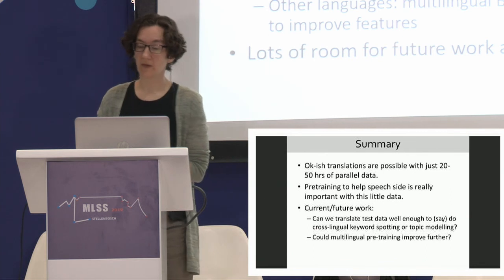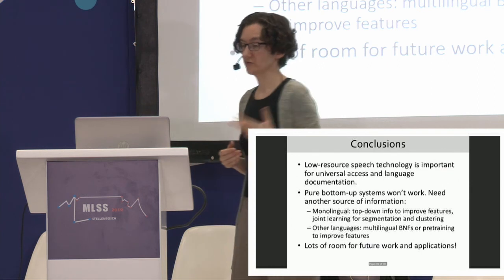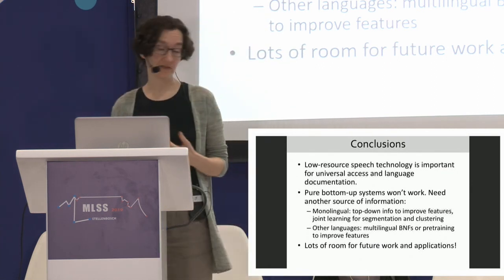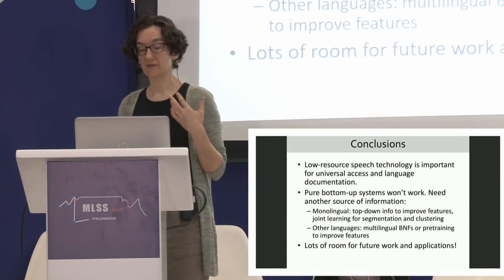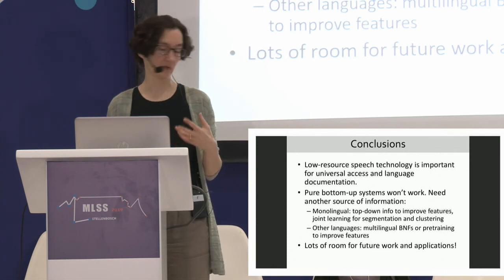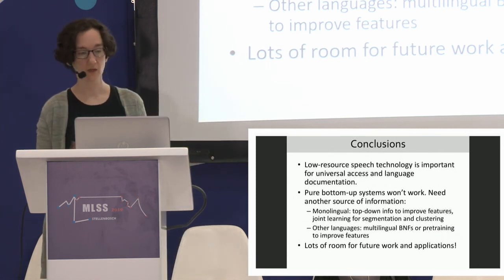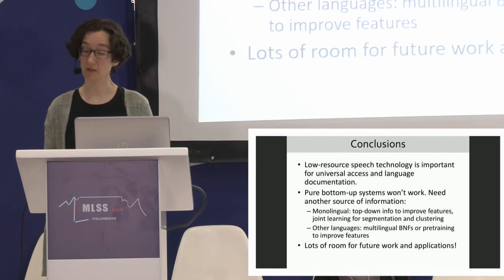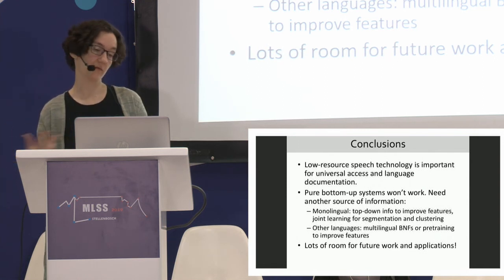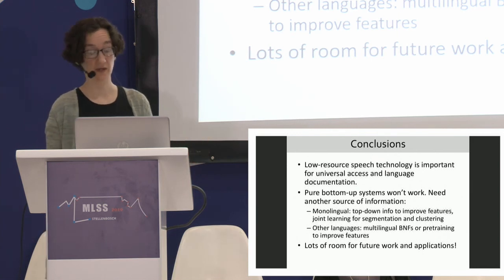So, just to wrap everything up, what I've tried to convince you of here is that low-resource speech technology is really important for universal access and language documentation, and that speech is a very difficult kind of data to work with, and pure bottom-up learning systems are just not going to work very well. So we really need to be thinking about other sources of information that we can use. In the first part, I talked about using monolingual, top-down information to improve the features, and joint learning for the segmentation and clustering task, and then using information from other languages in the second part of the talk, where we can either use multilingual bottleneck features or pre-training.